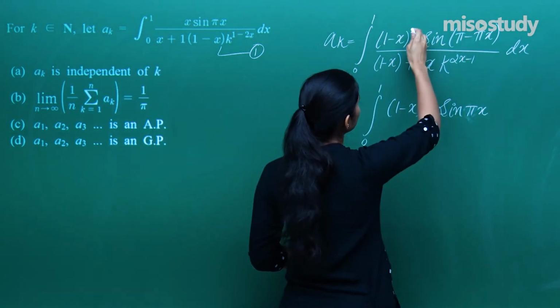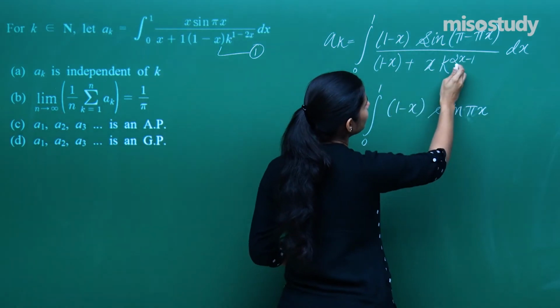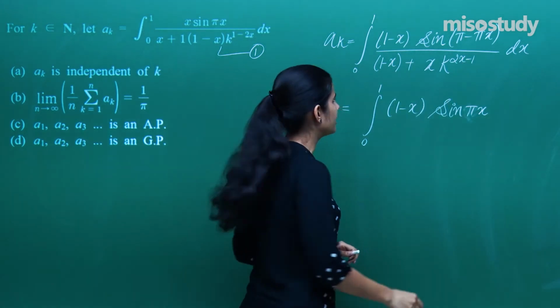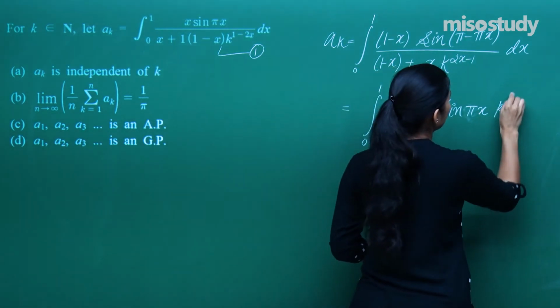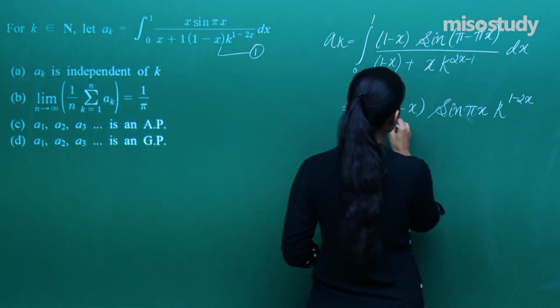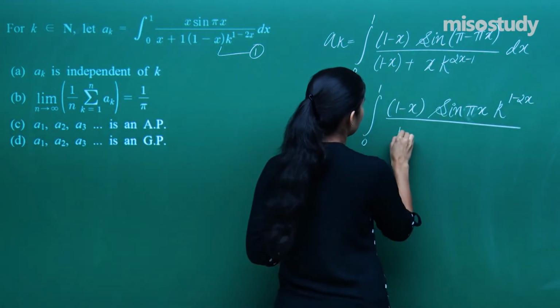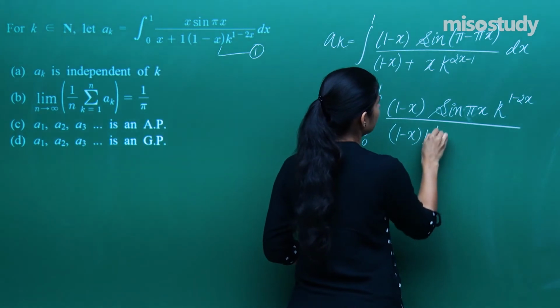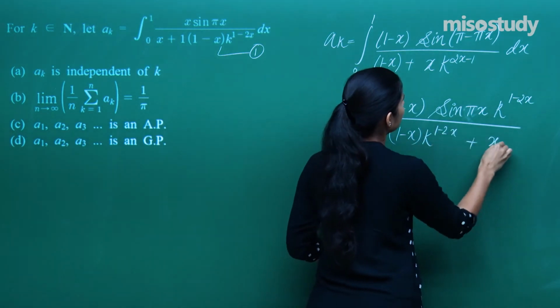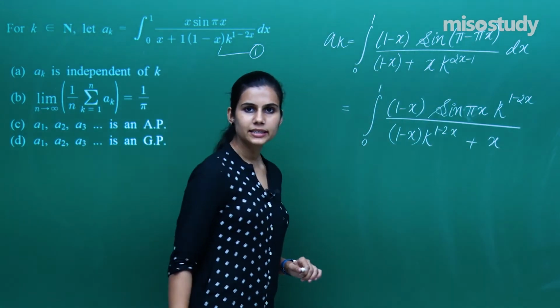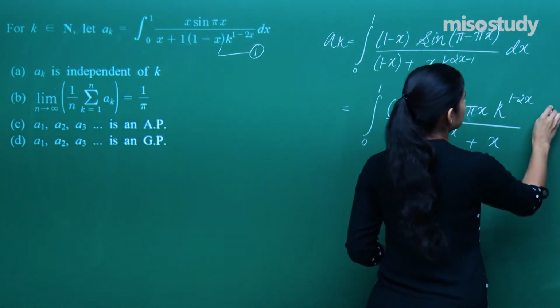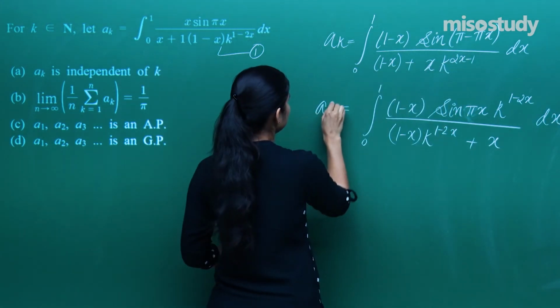Now what you do, you divide the numerator and the denominator by k to the power 2x minus 1. That is going to give you k to the power 1 minus 2x, and here you will have 1 minus x, k to the power 1 minus 2x, plus x will be left alone because I have divided, dx. This is your ak.